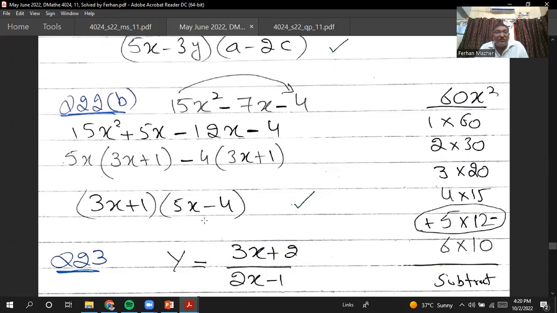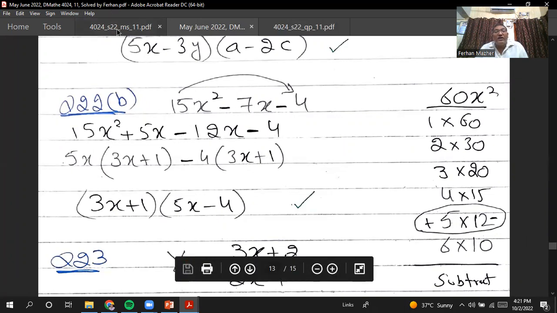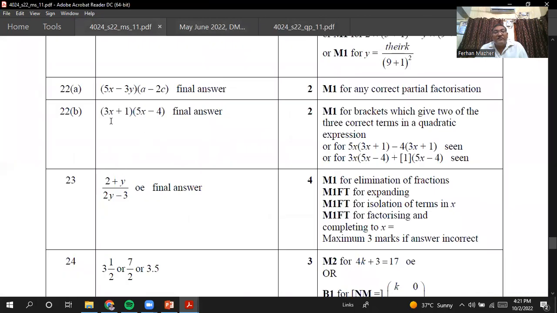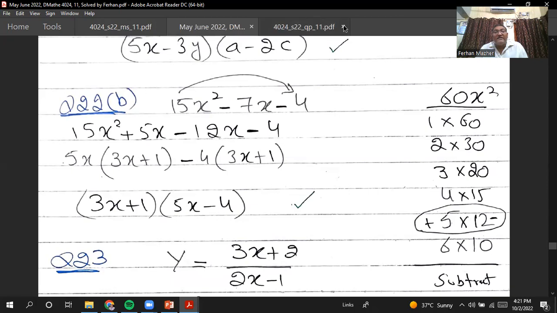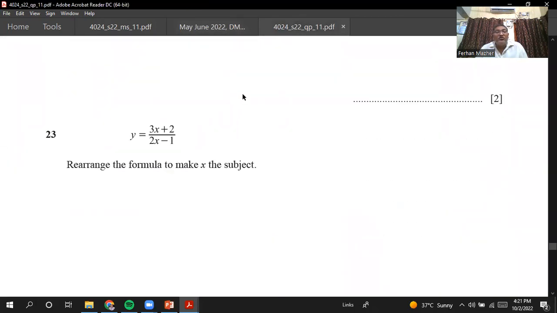From here, you will have minus 4. And this is how you will factorize it. So let me show you my answer. 3x plus 1 into 5x minus 4 is the right answer, sir. So our answer is right. So that was question number 22.